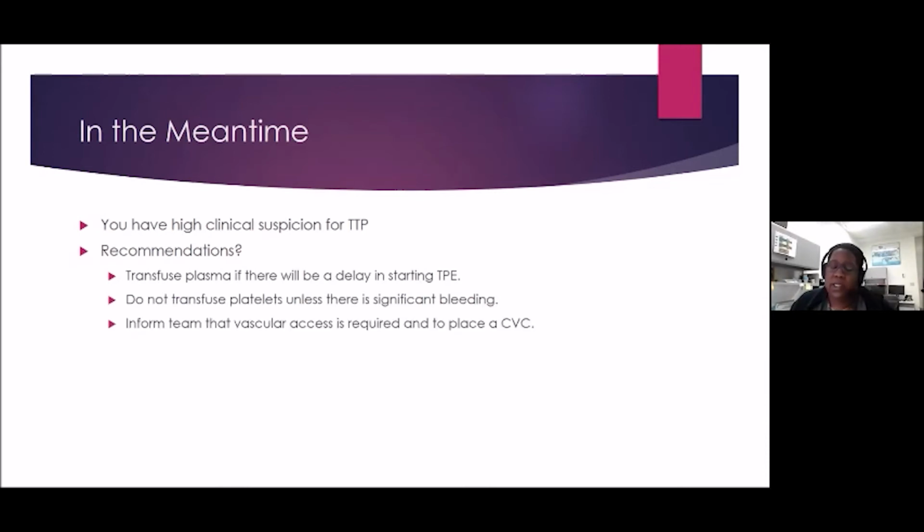You do need to let the team know that vascular access is required. Generally, a central venous catheter is placed because it's quick and it gives you great access, and you can run your procedure at a high flow rate. You should order, or have the team order, a pre-transfusion, pre-plasma exchange specimen for ADAMTS13 testing.